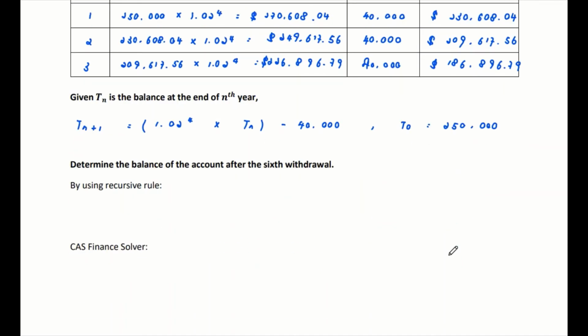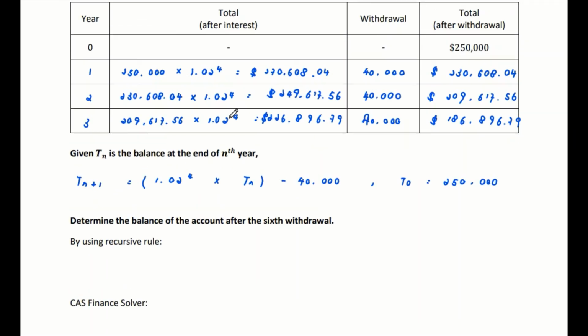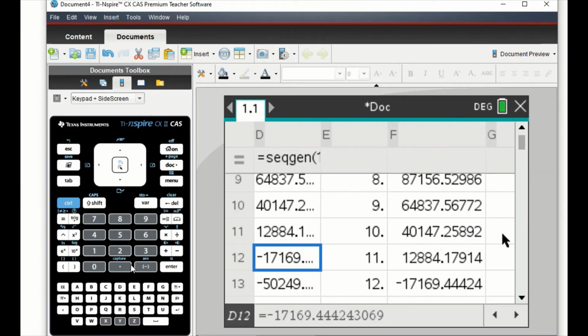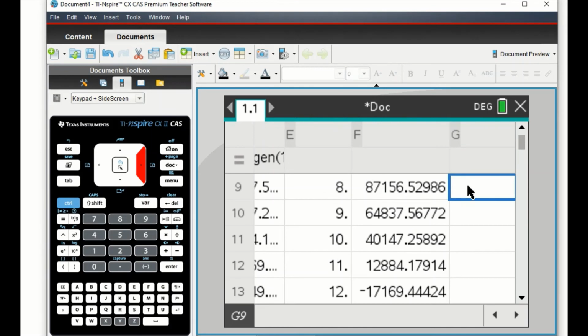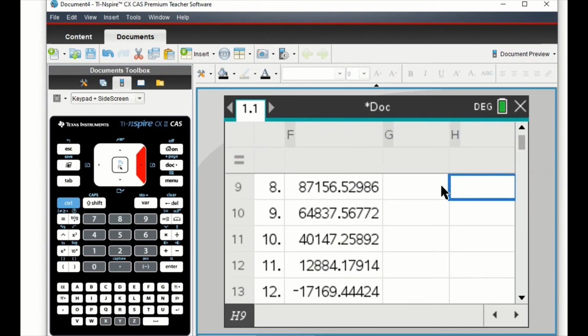So we are just going to do one simple thing here. Determine the balance of the account after the 6th withdrawal. Okay, so for each year, you withdraw one time. So if you are finding the 6th withdrawal, that means we are finding T6. First, let's try out our recursive rule. If we are using our recursive rule, then we can just use the function for generate sequence.